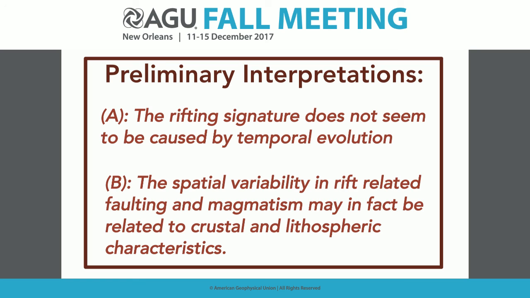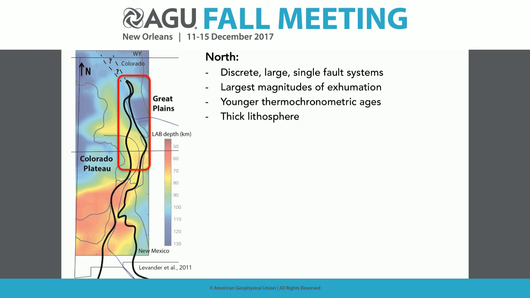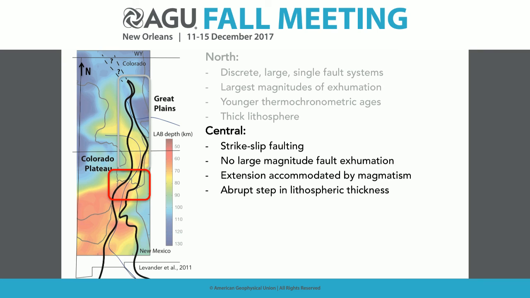And this idea comes from, very simply, the fact that your lithosphere-asthenosphere boundary changes dramatically across the rift. You can see that in the north, where we have our discrete, large, single fault systems with our largest magnitudes of exhumation and young thermochronometric ages, we have a fairly thick lithosphere, on the order of 80, 90, over 100 kilometers thick.